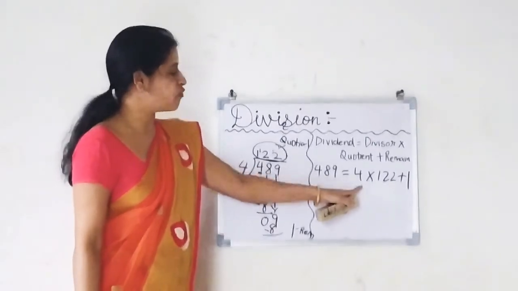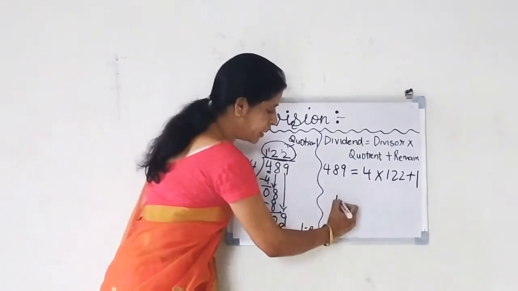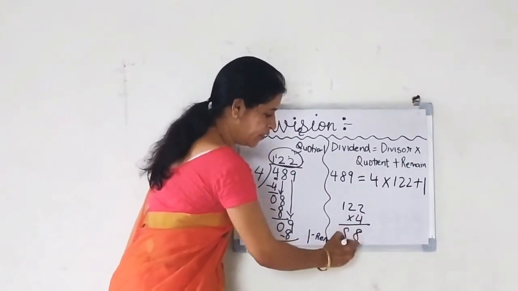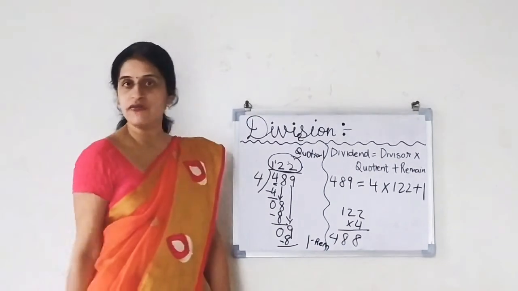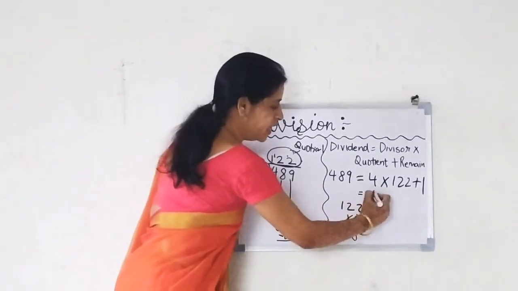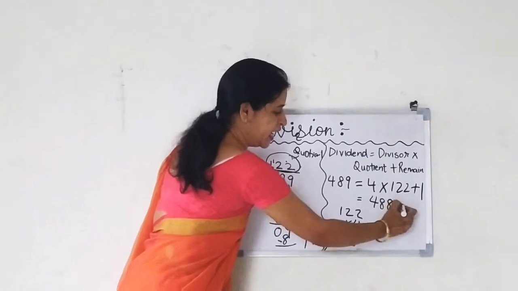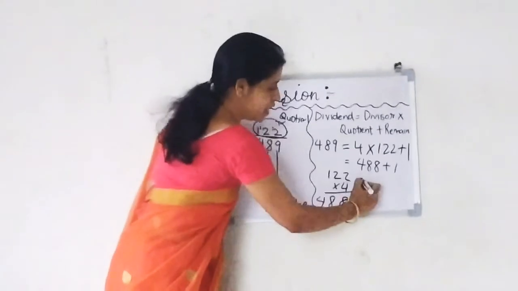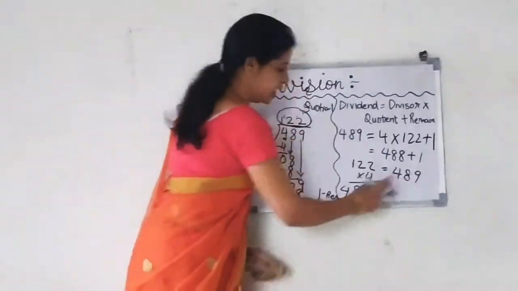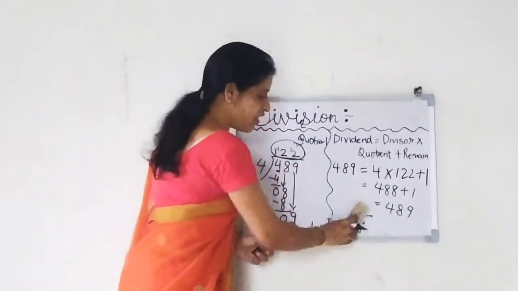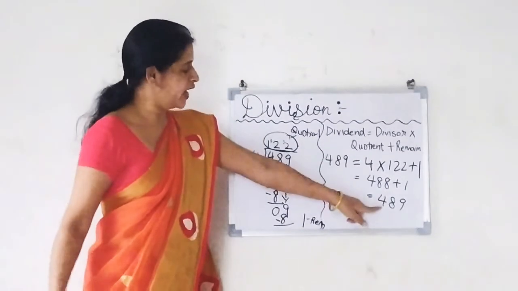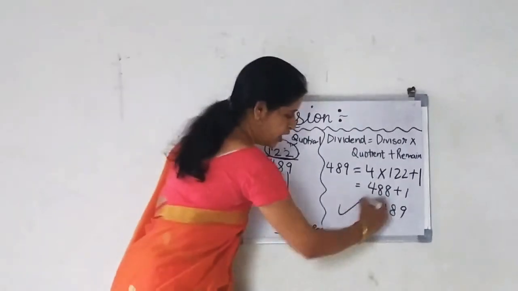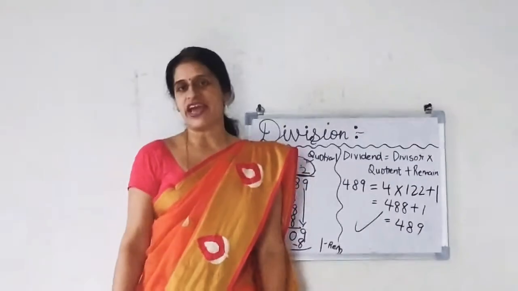Now what will be our next step? The next step will be, we have to multiply 122 into 4. 4 twos are 8, 4 twos are 8 and 4 ones are 4. So what did we get? We got 488 plus 1. What is 488 plus 1? 488 plus 1 is 489. So did we get the answer right? This 489 and your dividend 489 match. It means your answer is right.